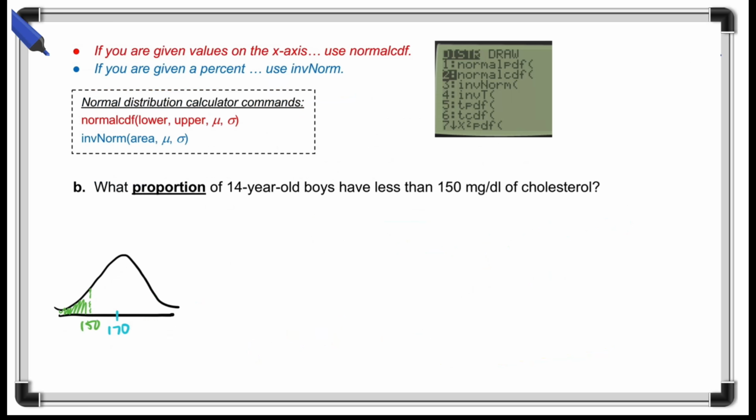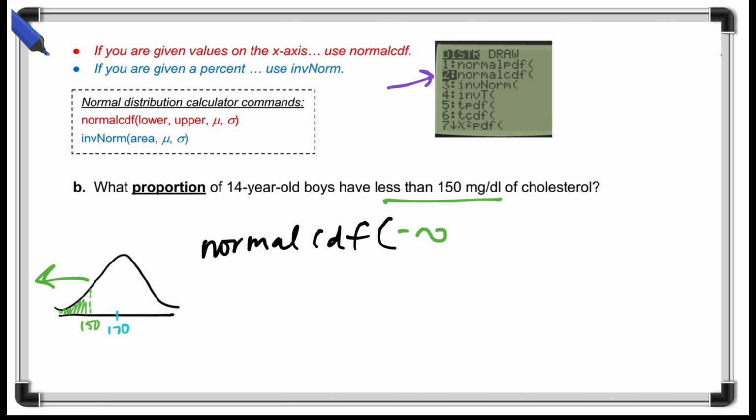Okay, so now we're going to look at the proportion of 14-year-old boys that are going to have less than 150. Of course, we're looking at 150 and then below that number. Again, you're given those numbers on the x-axis, so you are again going to use that normal CDF. When we type this in, you think about what the lower number is. Of course, we don't know that lower number. It could be any number, so we're just going to write negative infinity.